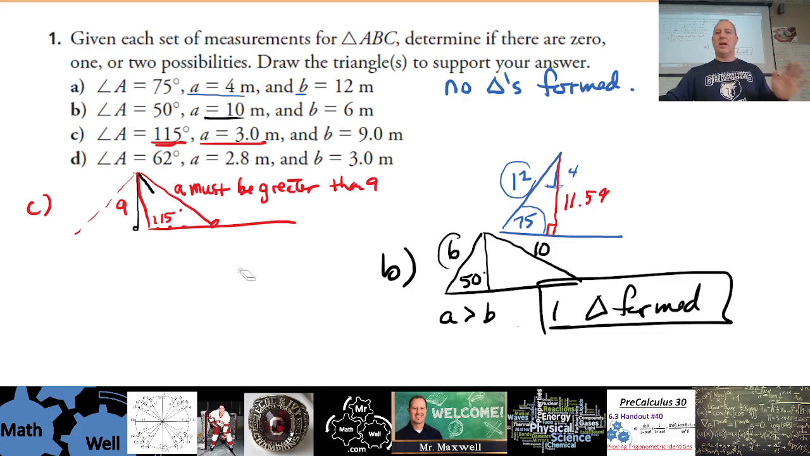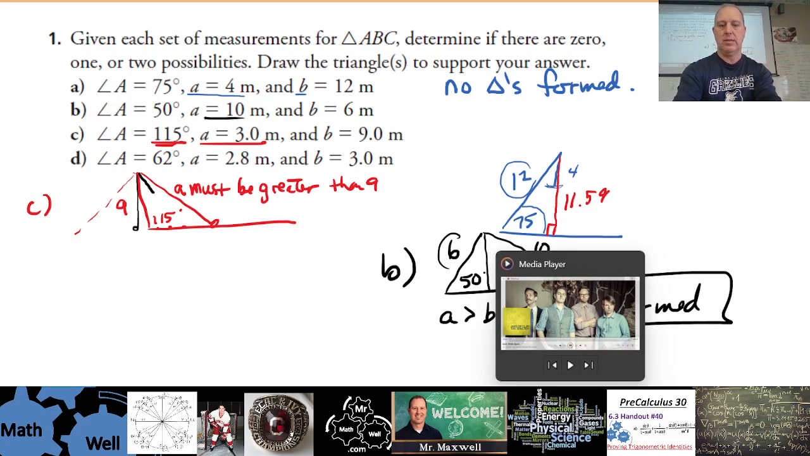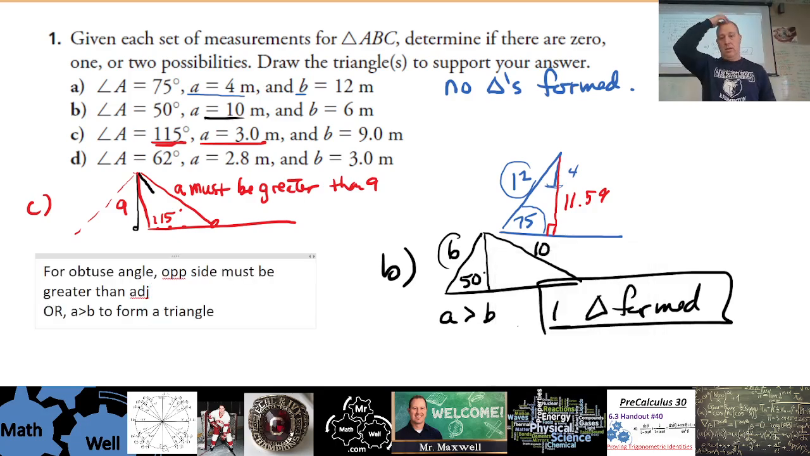Let's just jot that down. We didn't put that in our chart, but that's almost something that should go in our chart. So hang on, let's write that down. A little note, wherever you put this in your notes, just make a little star beside it. For an obtuse angle that's given, the opposite side must be greater than the adjacent side given, or else there's no triangle formed. So that could go in your chart from your notes. We didn't add that, but you could add that now.